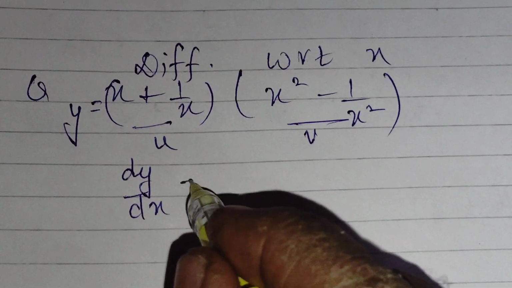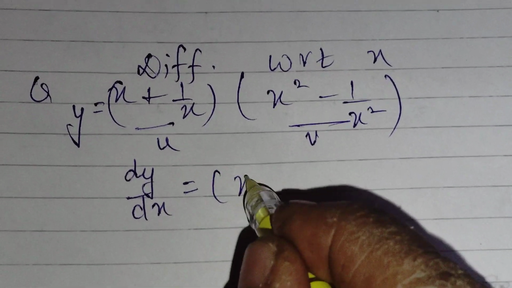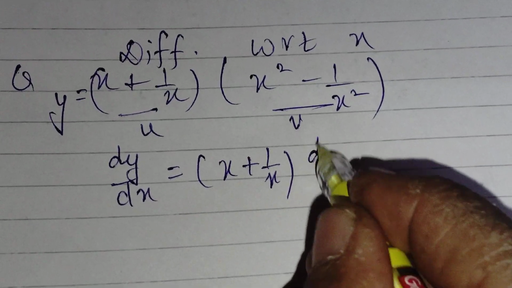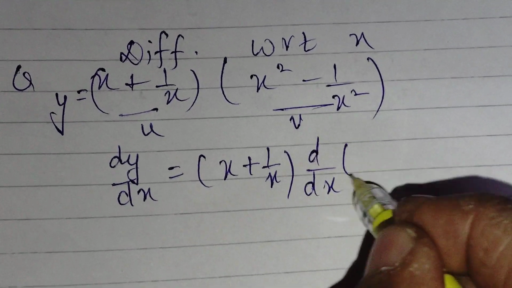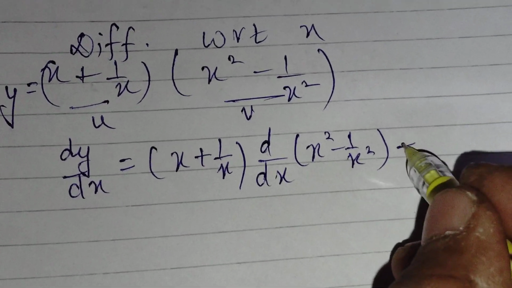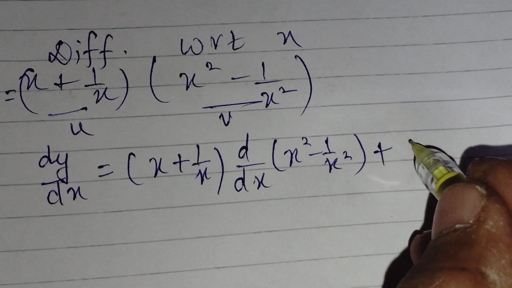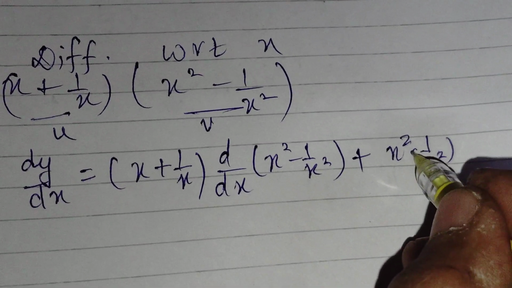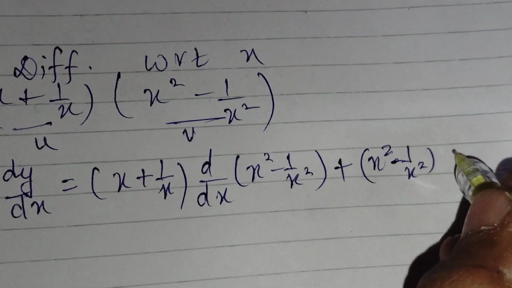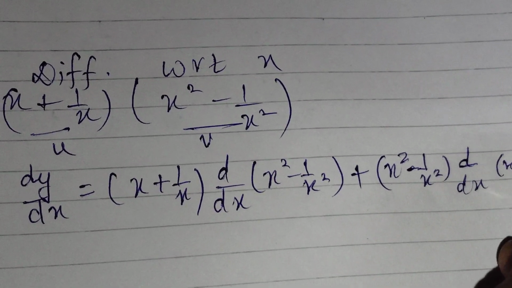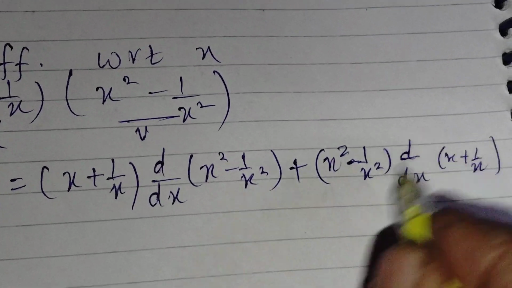So first we write u as it is. So x plus 1 upon x we write as it is. Then differentiation of the second bracket, x square minus 1 upon x square. Then plus, the second bracket we write as it is, x square minus 1 upon x square, and differentiation of the first bracket, d upon dx of x plus 1 upon x.